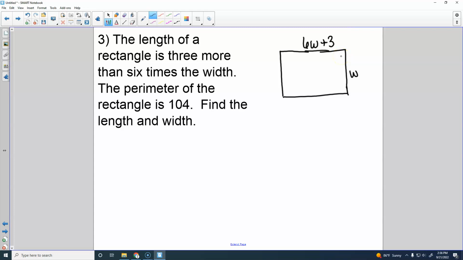So if I'm doing perimeter here, I could just do w plus 6w plus 3 plus w plus 6w plus 3. Or I could do like I did on the last problem. I've got 2w plus 2 times 6w plus 3. And that should equal the perimeter, which is 104. Okay. Haley, what would we do first to solve that? Good. What do we get when we do that?